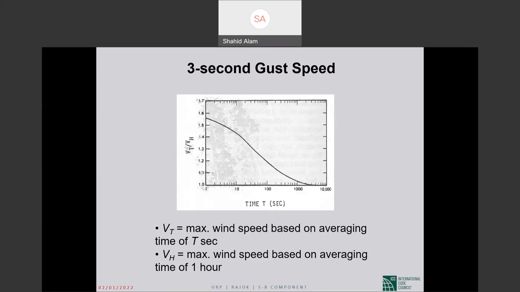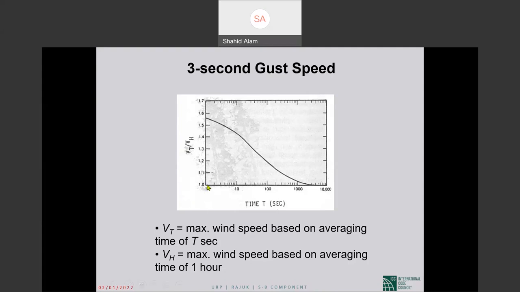On the y-axis, it is the wind speed averaged over t seconds divided by wind speed averaged over an hour, 3,600 seconds. Okay, so this figure tells you 1 second gust speed is 155% of 1 hour wind speed averaged over 1 hour, 155% of that. Okay, the averaging time goes down from an hour to 1 second. The average wind speed goes up by 55%.